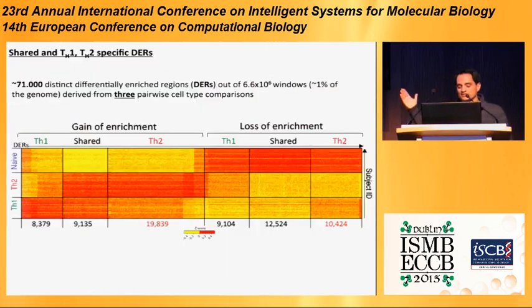So this is just a heat map of 71,000 differentially enriched regions when performing 3 cell type comparisons. So this is the set of distinct differentially enriched regions, which is approximately 1% of the human genome. In the columns, we see all the different DIRs. In the rows, we see the samples. And we have ordered the DIRs to highlight genomic regions that gain or lose either in both TH1 and TH2 cells, or specifically in TH1 or TH2 cells.